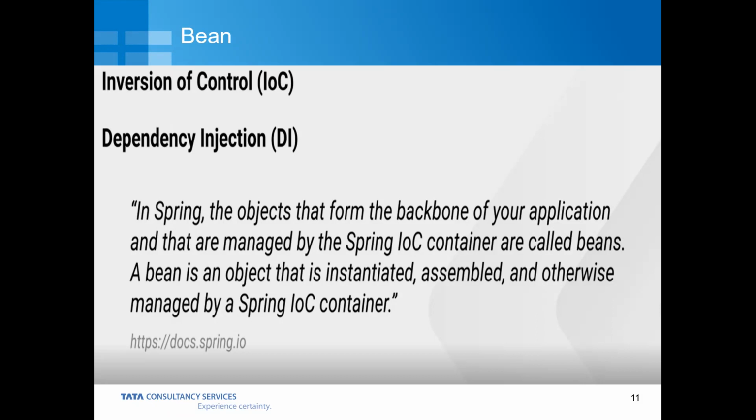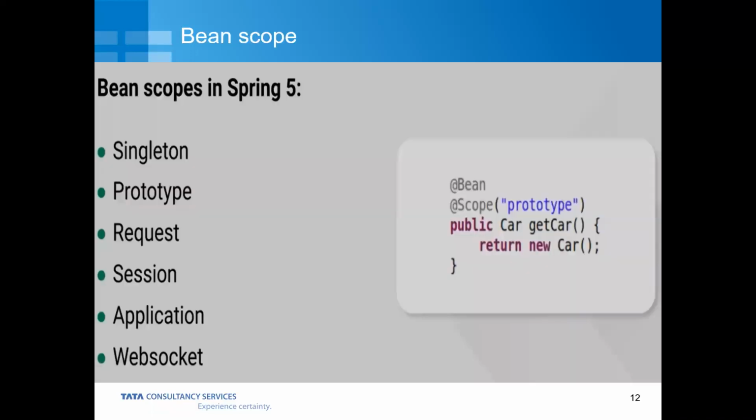There will be a clean mapping. Your Java class, the POJO class, will be directly mapped with your table, so it is called an entity. It will be called an entity in future. So a bean is an object that is instantiated, assembled, and otherwise managed by the Spring IOC container. So this is DI, and that concept we should be clear about. Next, we come to scope. There are 6 scopes, but at the beginning we should learn singleton and prototype.